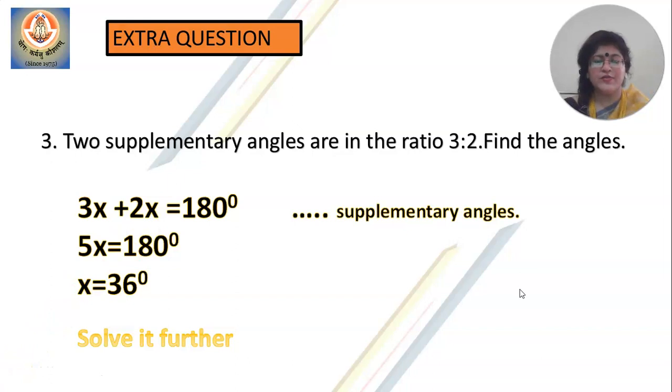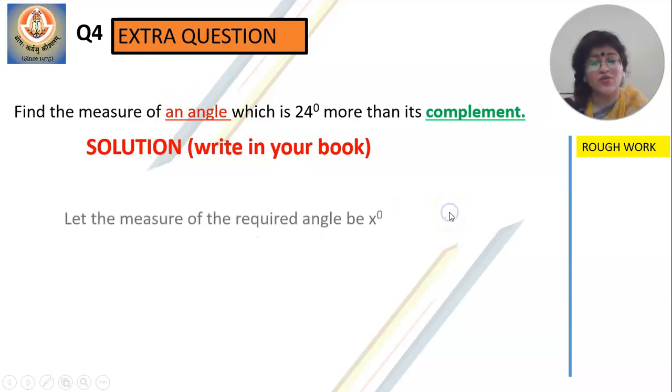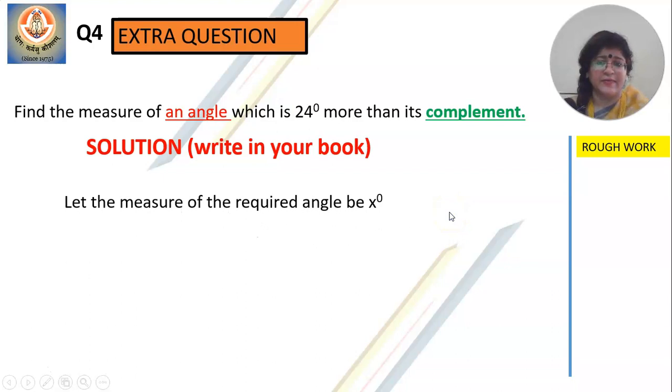Let us look into another question. This is slightly different. It is also important. Please pay attention. Find the measure of an angle which is 24 degrees more than its complement. Find the measure of an angle. Do you know the angle? You do not know. So let us assume that that angle is x degrees.